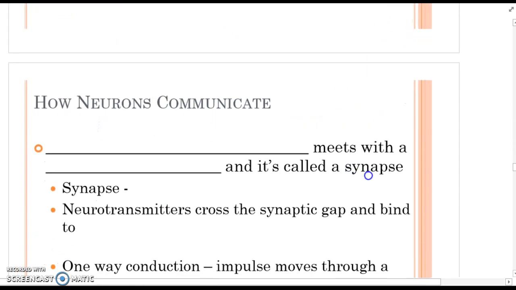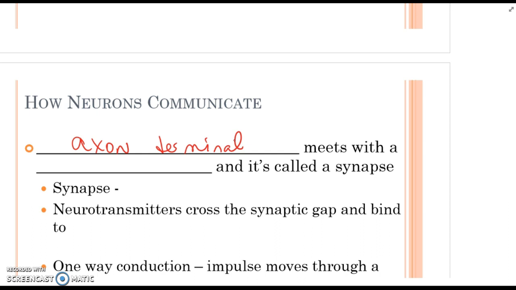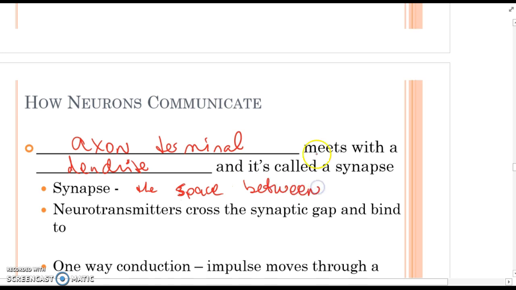Okay, so how those neurons actually communicate with each other. It's called an axon terminal, and when I see the word terminal, I think of like a bus terminal, where things would meet up, and so it meets those things that looked like trees. Moving on. So the synapse is the space between the neurons. Okay, so it's in between.